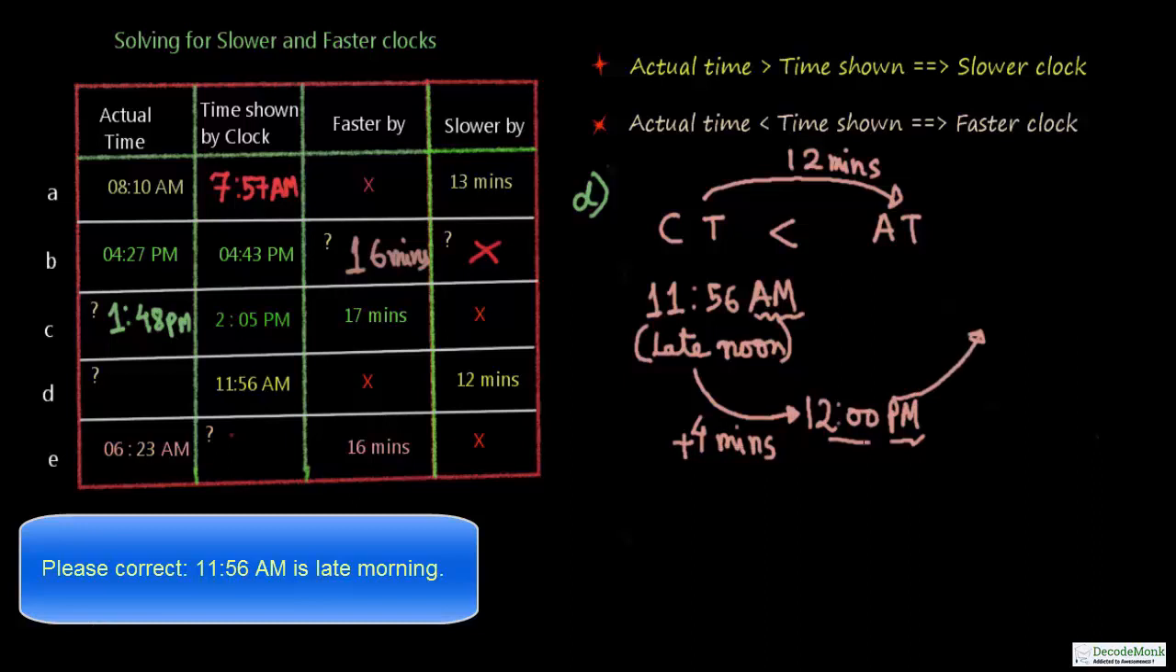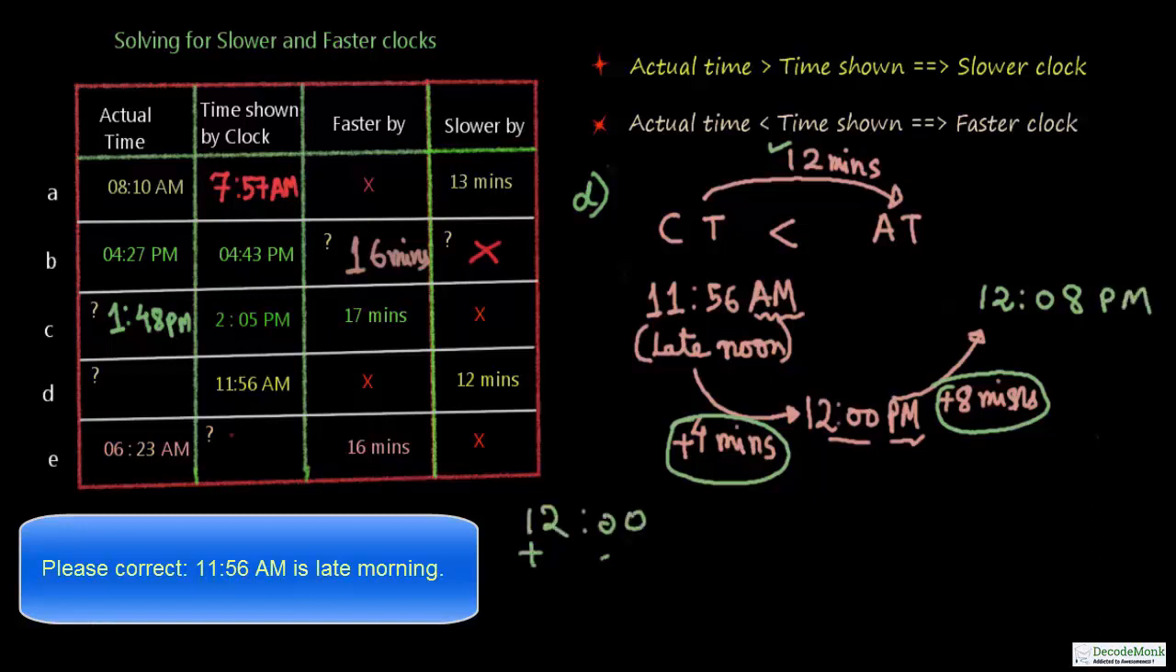We have already advanced 4 minutes, so we have to move further. How many minutes? 8 minutes. We have already moved 4 minutes to 12 p.m., but we have to make it 12 total. So 4 plus 8 is 12. So we have to advance a further 8 minutes. 12:00 p.m. plus 8 minutes will land you on the correct time, which is 12:08 p.m. You see 12:00 plus 08 is 12:08 p.m. So the actual time is 12:08 p.m.